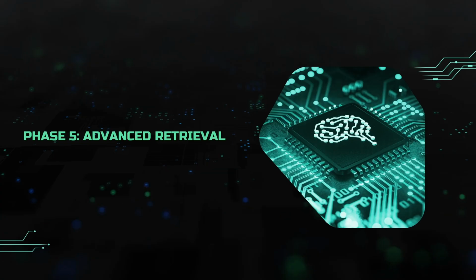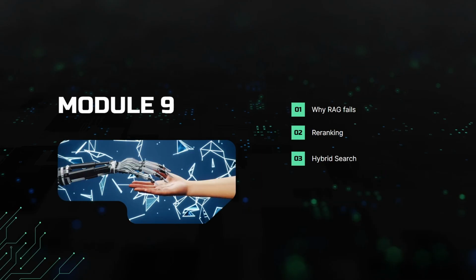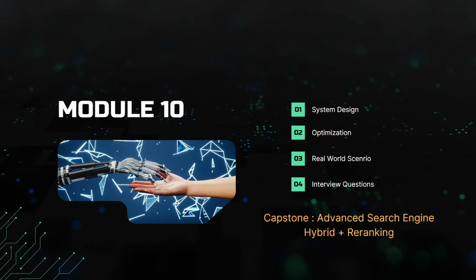Then in phase 5, we are going to see advanced retrieval. Here we'll see why we need advanced retrieval, because in some places RAG fails, and because of that we will be covering advanced retrieval, in which we will cover re-ranking and hybrid search. And then as a capstone project, we are going to build one advanced search engine with hybrid and re-ranking.